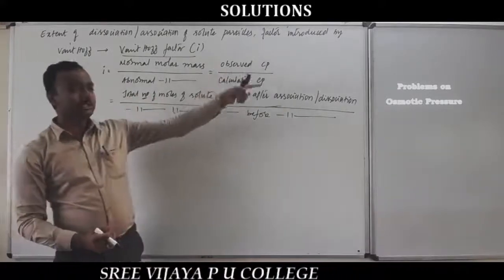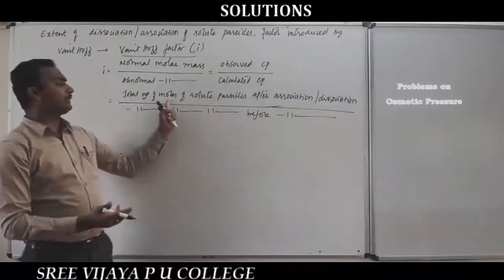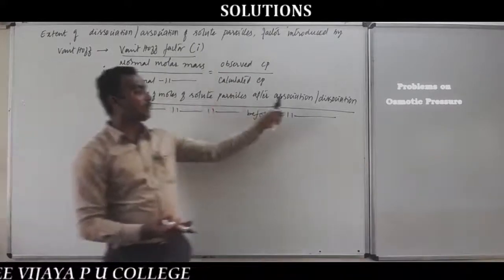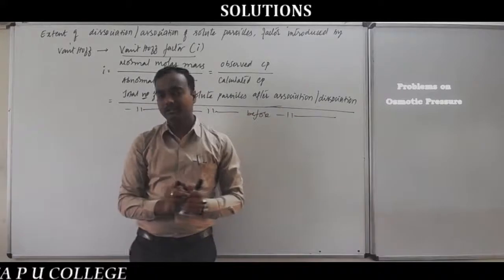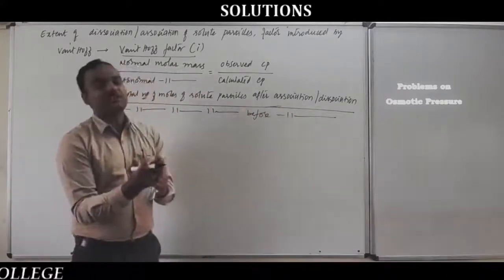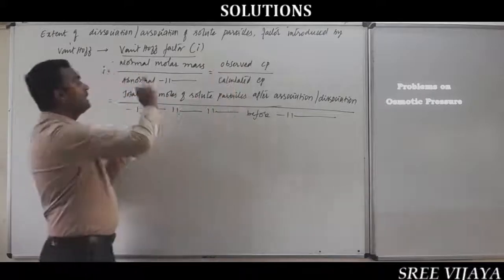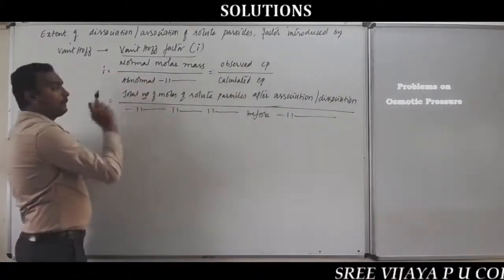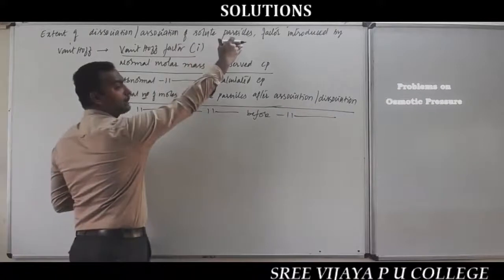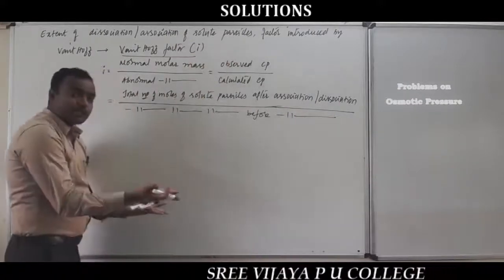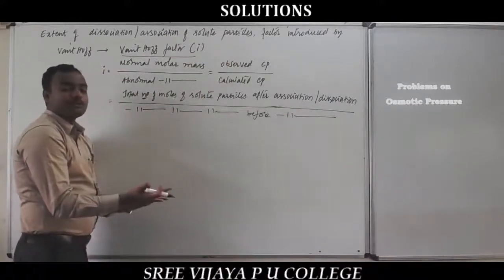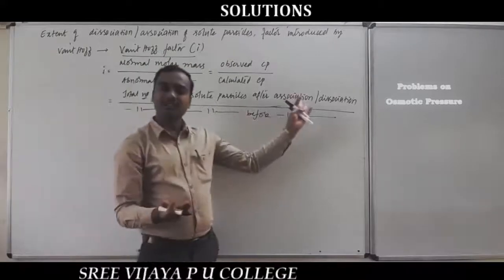Therefore, observed colligative property is nothing but the number of particles or total number of moles of solute particles after association or dissociation. After association and dissociation, we'll get the molar mass. That molar mass is called observed molar mass or abnormal molar mass. Abnormal molar mass is inversely proportional to observed colligative property. Observed colligative property ಯಾವಾಗ ಬರುತ್ತೆ ಅಥವಾ abnormal molar mass ಯಾವಾಗ ಬರುತ್ತೆ ಅಂದ್ರೆ after association or dissociation.